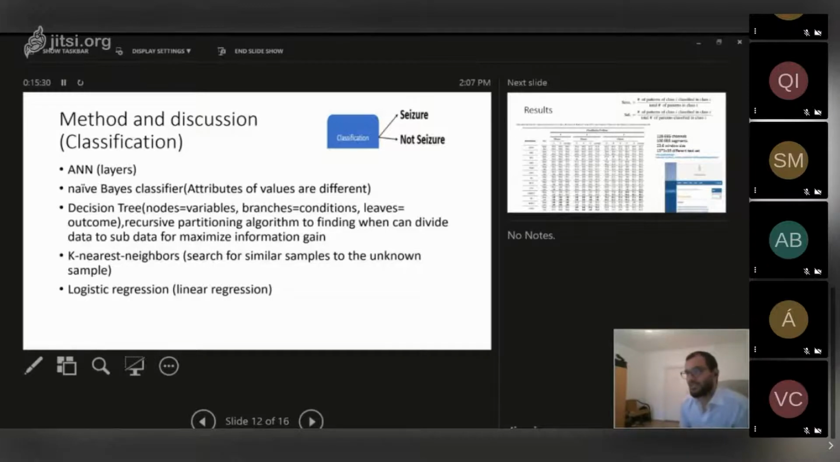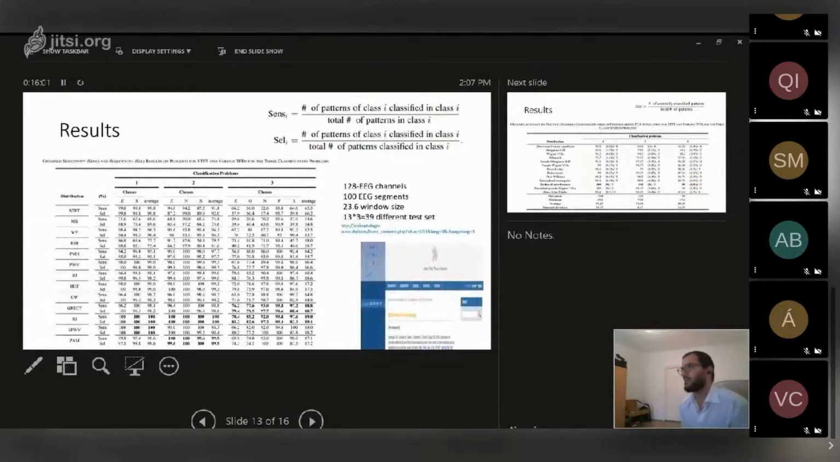And for k-nearest neighbor, it considers each sample as an unknown sample, and then measures the similarity distance between this unknown sample and the rest of the samples to put it in that class. And for logistic regression classification, they use linear regression. I will explain that a little more briefly later.